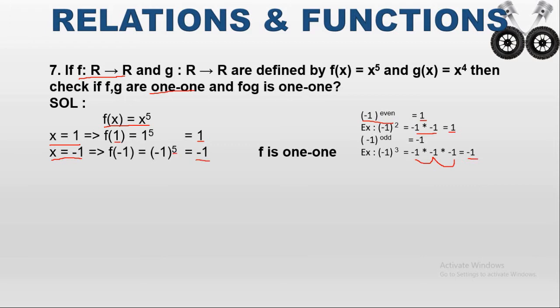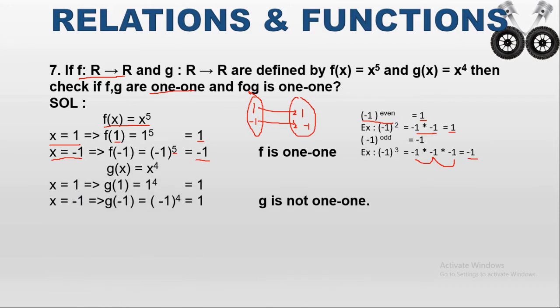So now you can map. Here 1 is mapped to 1, and minus 1 is mapped to minus 1. That means two distinct elements have two distinct images. So f is a 1 to 1 function.